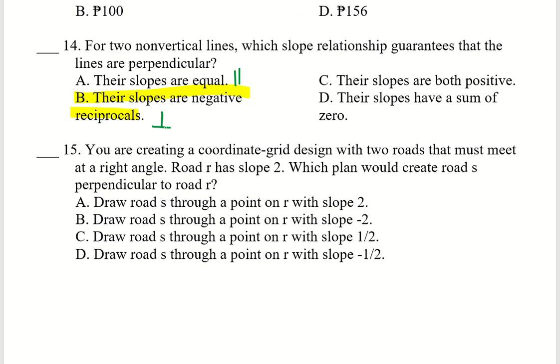Okay, 15. You are creating a coordinate grid design with two roads that must meet at a right angle. Road R has a slope of 2. Which plan would create road S perpendicular to road R? Okay, so again, if it's perpendicular po, that will be negative reciprocal. So reciprocal of 2 is 1/2, and then you have to take its negative, so negative 1/2. Okay, so number 15, that is letter D. Draw road S through a point on R with slope negative 1/2.